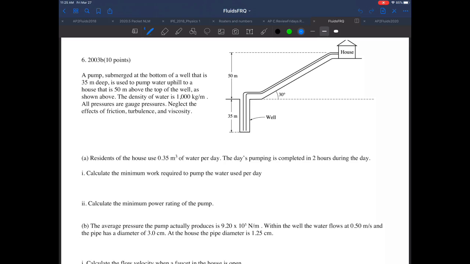So we have this pump, and it's going to take water, and it's going to raise it up this pipe and through the house.